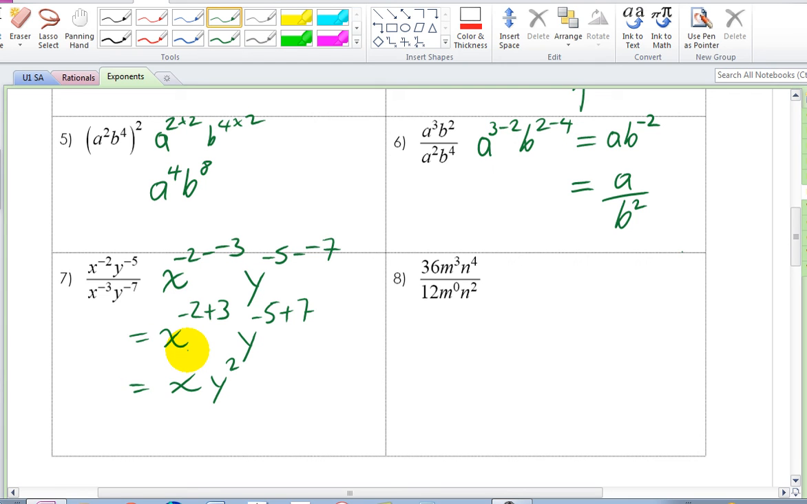So that's pretty top end. We're getting close to the top end there. Now this, treat that as a fraction and reduce it. What's 36 over 12 reduced? It's simply 3. 3 over 1, or 3. Then on our m's, it's 3 minus 0. N's, 4 minus 2. We get 3 m to the 3, n squared. Done. Now, sometimes you're going to get fractions as your answer. We've seen that already. That's okay.